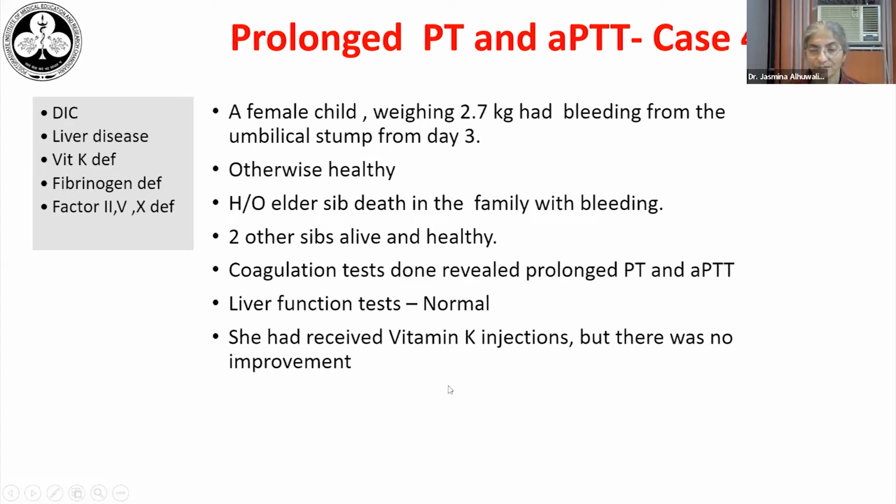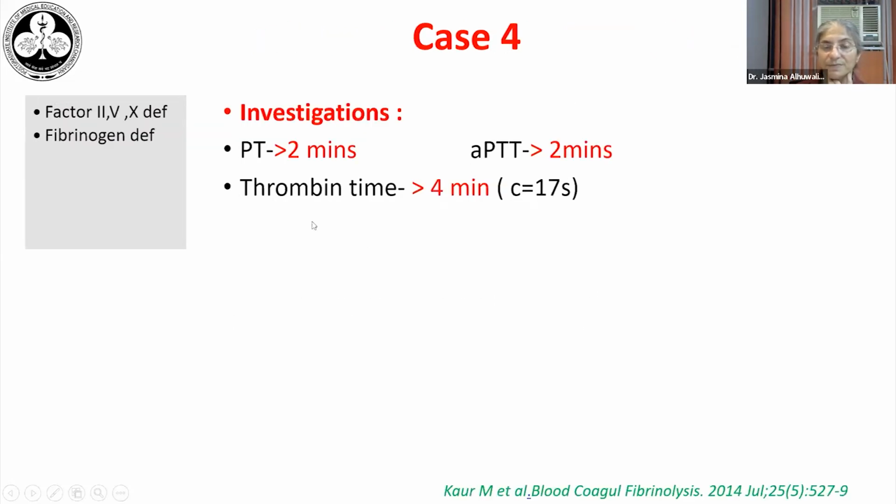So she was sent to this place, and considering this history, DIC is out because the child is relatively well preserved. The liver function tests were normal, and vitamin K deficiency was excluded because the vitamin K injections had been given. So now we had to look at a fibrinogen deficiency versus a common pathway factor deficiency. So the next thing to do would be to do the PT and APTT, and here we see that both the PT and APTT are markedly prolonged.